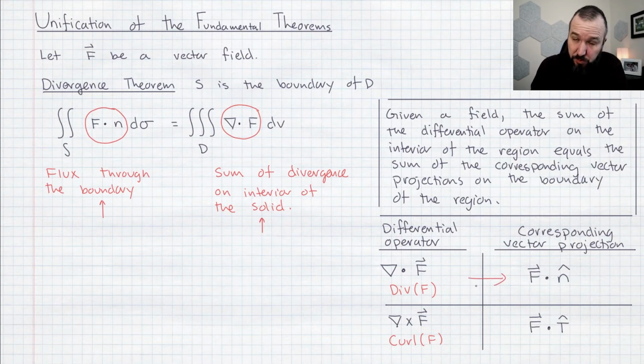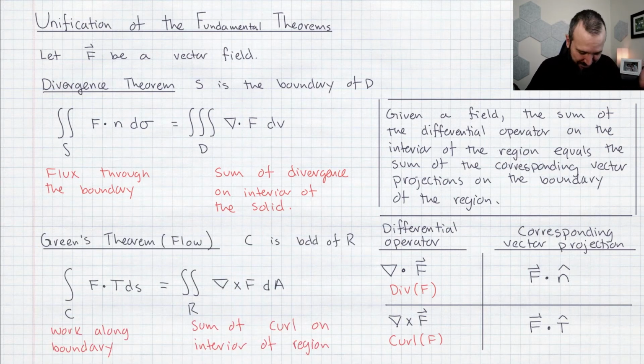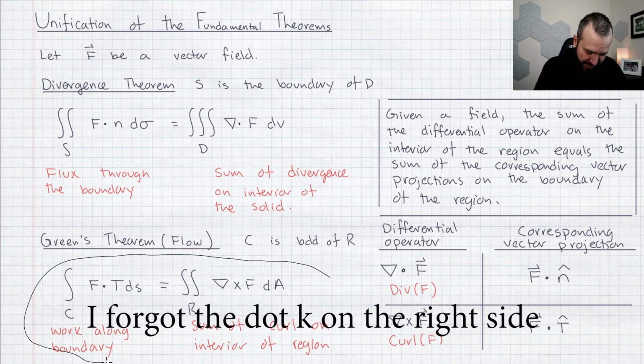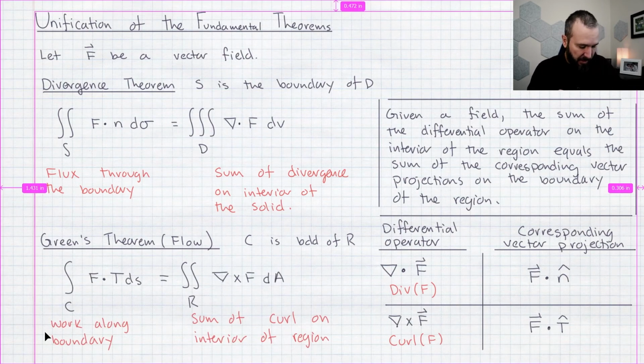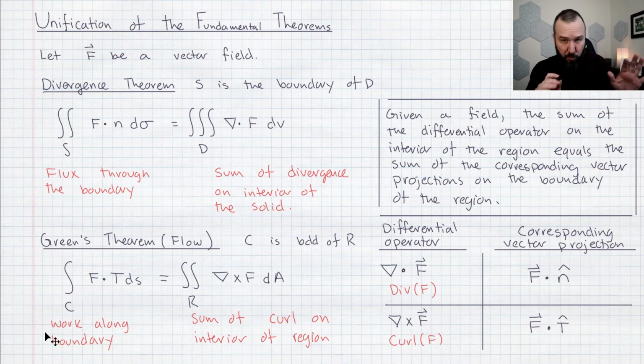Divergence corresponds with projection onto the normal vectors. Yay, it keeps working. Okay, so here I'm doing Green's theorem and it's still checking, right? Okay, so when you look at Green's theorem, it is a statement about, here I put down the one for flow.